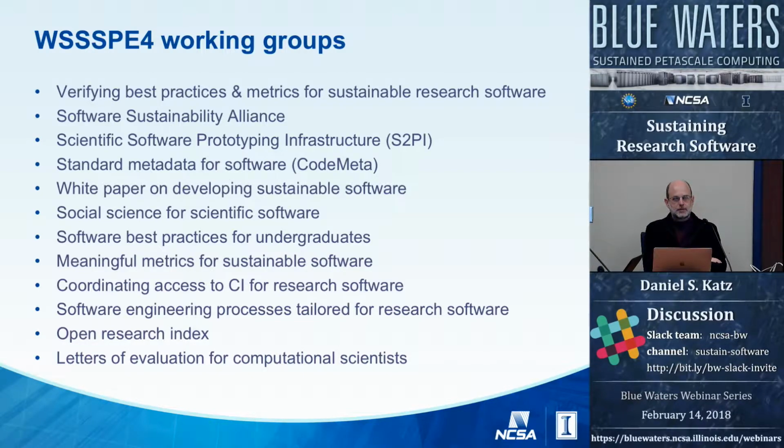what's the role of social science in scientific software and can we improve that, what kind of metrics are there that make sense for sustainable software, how do we coordinate access to the underlying continuous integration services that are needed for research software, what software engineering processes work and don't work for research software versus for business software or for other things, how do we really index the software that we have, and when we have computational scientists that are building software, what kinds of practices should we have in their letters of evaluation, in particular if they're in a promotion or tenure case?